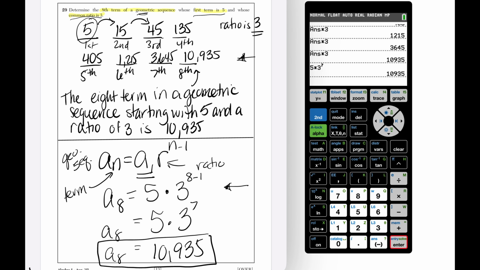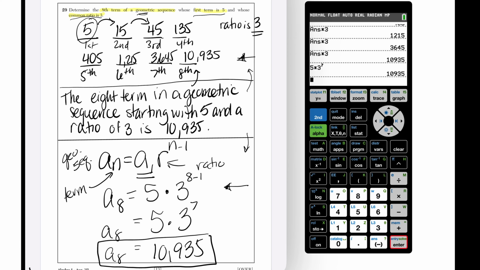See if you would have gotten a full 2 points. For either one, whichever strategy, this would be my answer. The eighth term in a geometric sequence starting with 5 and a ratio of 3 is 10,935. And my work shows how I calculated it. Whether it's this way or this way, my work would justify my answer. Hit pause and jot this down into your notes.